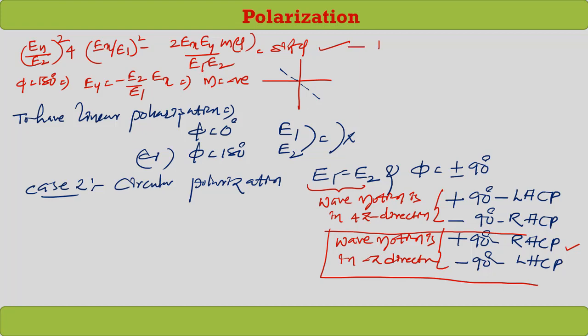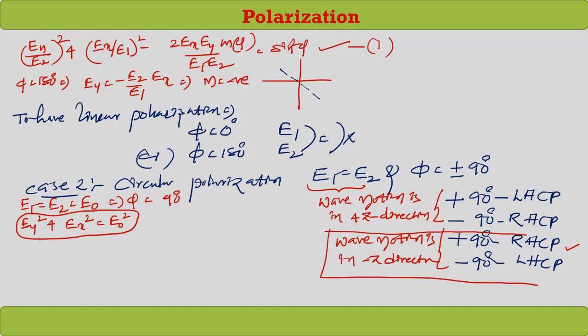Okay. So if you apply all these things in the basic general elliptical equation, which for explaining purposes I am taking as equation 1, assume E1 is equal to E2 is equal to E naught and the phase difference is equal to 90 degrees. Substitute all these things in equation 1, what will happen? You see, Ey square plus Ex square cos 90 is 0, that means the third term will not be available. Sin 90 is 1, so 1 into E naught square will be E naught square. Now this is exactly a circle equation.